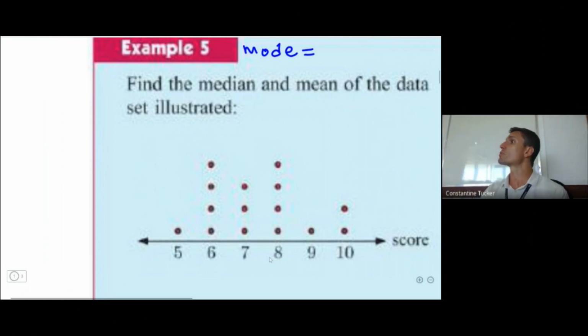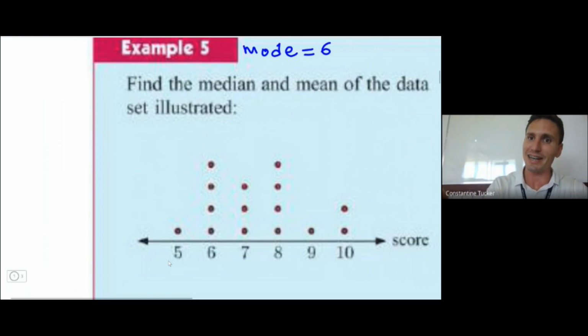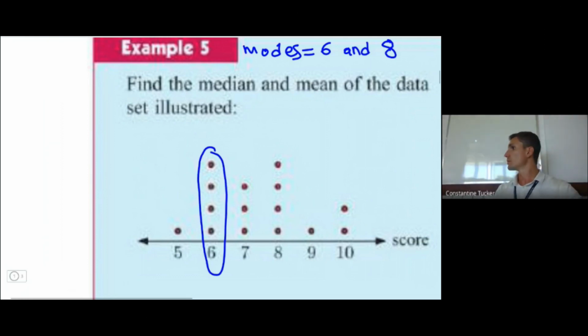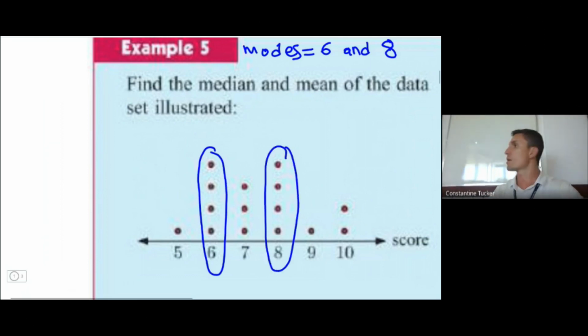Excellent. Now, which one appears most? Is it 8 or 6? Both. So, what is the mode? Yes, exactly. In this case, we have two modes, 6 and 8, because they both appear more times than everything else, but they both appear an equal amount of times. The 5 and 9 appear fewer times. The mode is normally the one that appears the most times, but here these two appear the most times, so they are both modes.